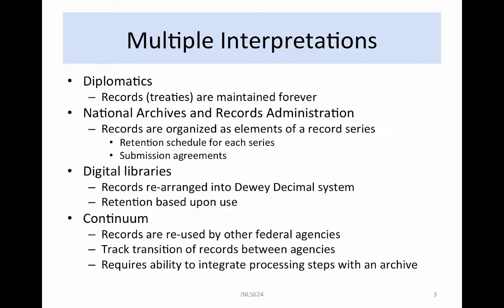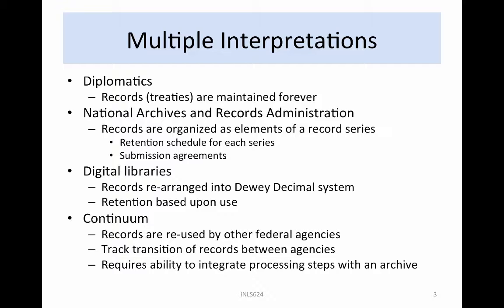There are multiple interpretations of properties associated with each preservation environment. The diplomatics community requires that records, treaties, be maintained forever. The National Archives and Records Administration requires that records be organized as elements of a record series, that a retention schedule be managed for each series, and that submission agreements be managed for each record series. Digital libraries rearrange records to conform to the Dewey Decimal System and base retention upon use.